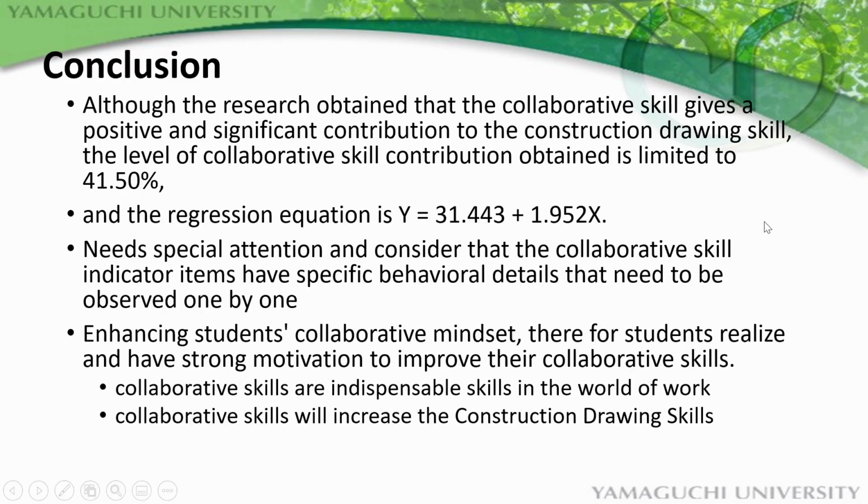We can see the conclusion. Although the research found that the collaborative skills give a positive and significant contribution to the construction drawing skill, the level of collaborative skill contribution obtained is limited to 41.50%, and the regression equation is y equals 31.443 plus 1.952x. It needs special attention, considering that the collaborative skill indicator items have specific behavioral details that need to be observed one by one.